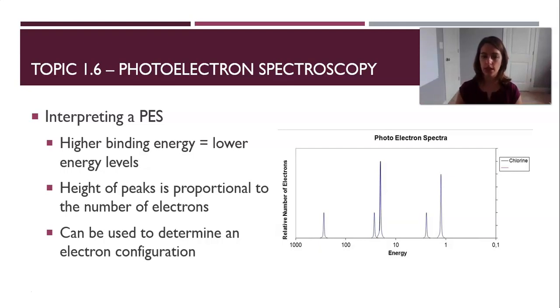The key here is to know that higher energy means lower energy levels, so the ones closer to the nucleus. You'll want to watch your x-axis to figure out which side that is going to be. And that is how we use photoelectron spectroscopy.